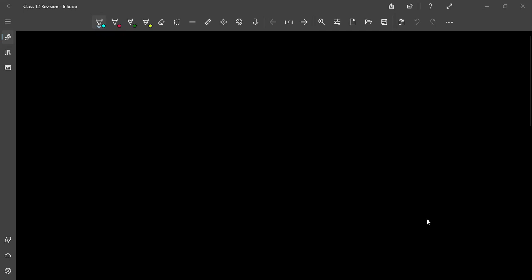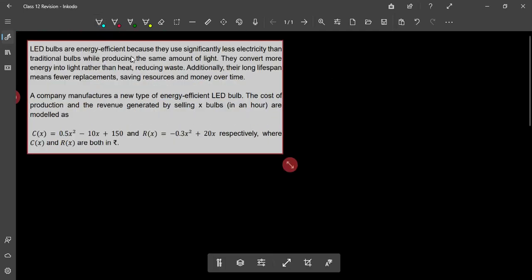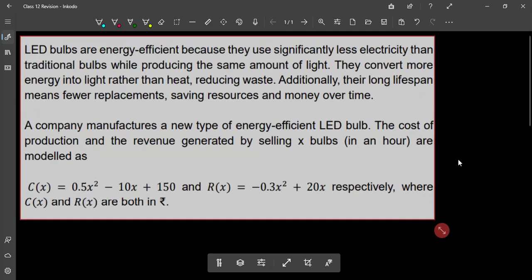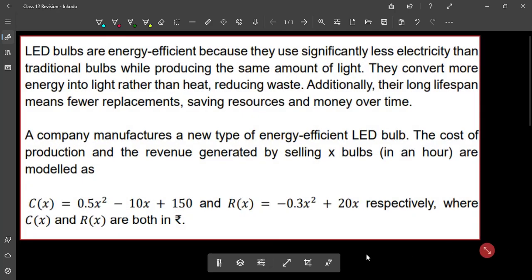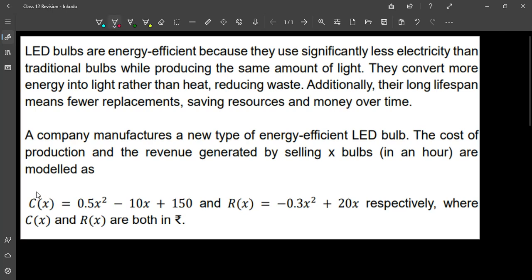This is a question from the Class 12 CBSE sample question paper. There is a story part in this question, so do not read the story part. Look at where the question starts. It starts here: the cost of the production and the revenue function. So this is the cost function and this is the revenue function.